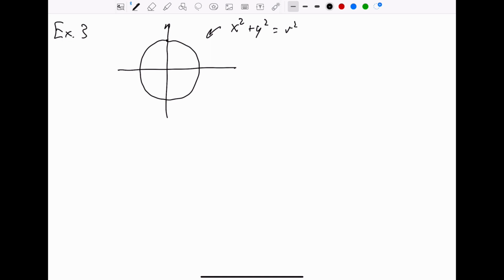So first of all, we want to draw the equation of this circle. We have x squared plus y squared equals r squared. So here's the picture of that equation. This radius distance is r. And if we think about spinning this about an axis, we would form a sphere.